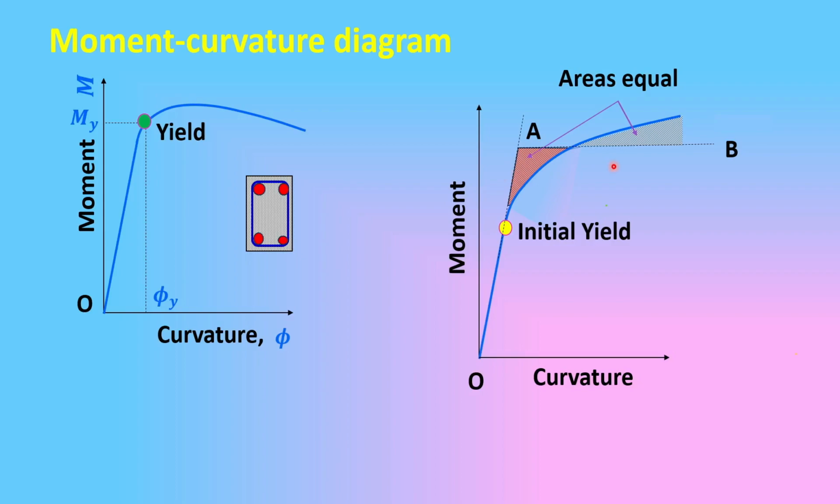This is coming from the energy principle, that the energy you are excluding and the energy you are including are the same, so that it is not violating the mechanics. So where the two lines OA and AB intersect, the point A here, is your yield point. This is the consensus among the researchers and the engineers, so that the yield point is found out like this. Then correspondingly you have the yield moment My, and on the curvature axis you have the yield curvature phi y.